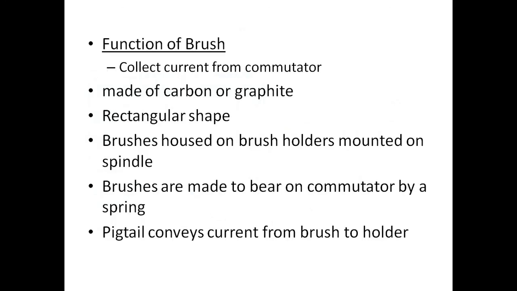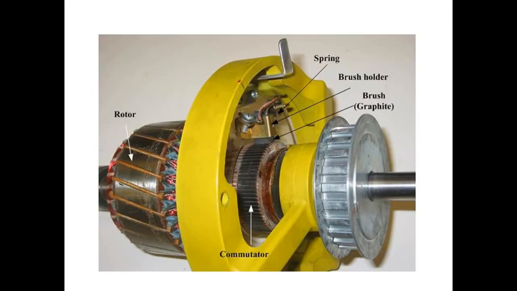Brushes collect the current from the commutator and are made of carbon or graphite. They are rectangular in shape, housed in brush holders mounted on a spindle. Brushes are made to wear on the commutator by a spring. They convey current from the brush to the holder. The next, overview of the diagram: rotor, spring, brush holder, brush graphite.